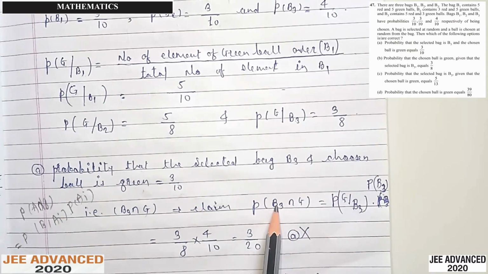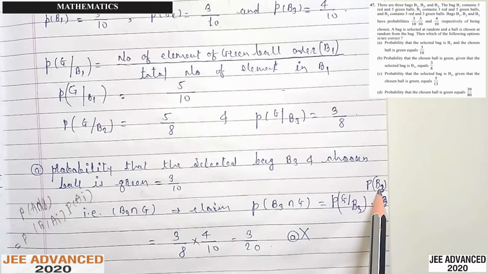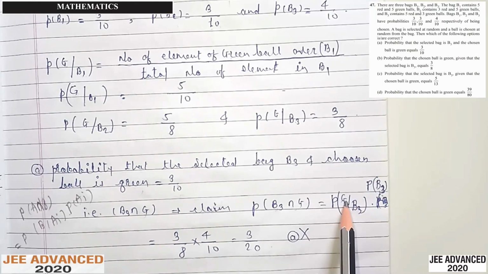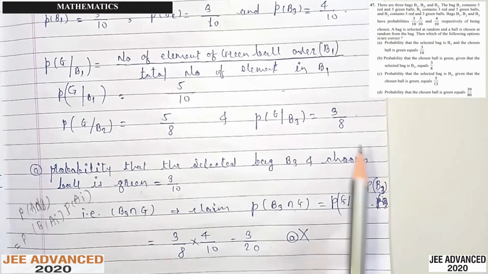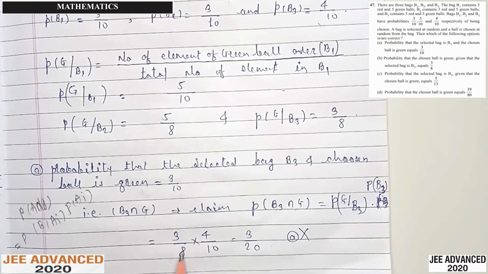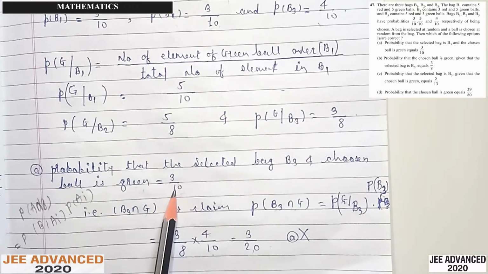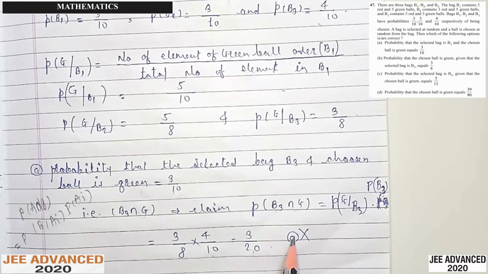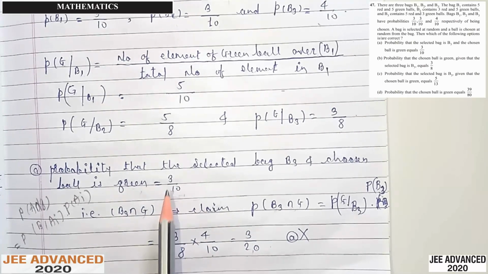So the probability of B3 intersection G can be written as the probability of G over B3 into the probability of B3. The probability of a green ball over B3 is 3 by 8, into the probability of B3, which is 4 by 10. Multiplying 3 by 8 and 4 by 10, we get 3 by 20, but it is given as 3 by 10. How is that possible? So option A is wrong. It comes to 3 by 20 but is given as 3 by 10. So this one is wrong.